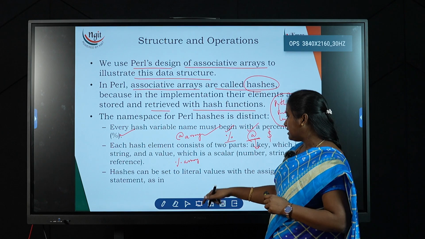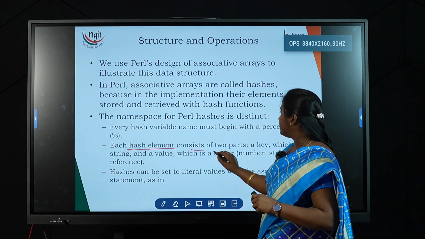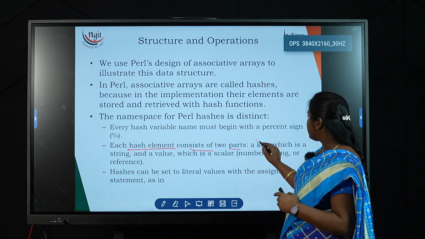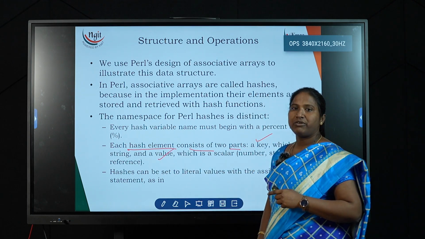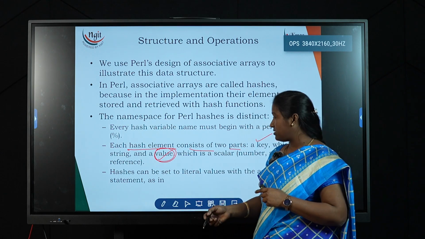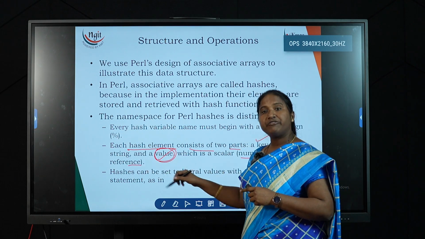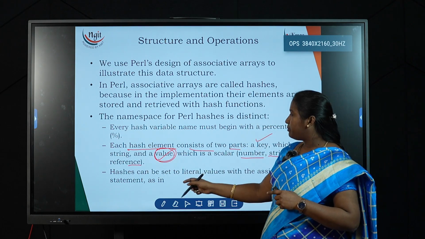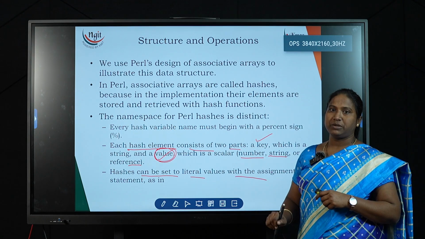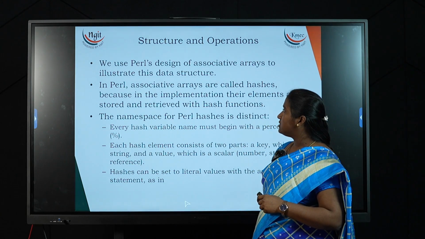Now, the second point is every hash element consists of two parts, as we discussed in the first slide: it will consist of a key and it will consist of a value. And this value that you are giving inside the data structure can be a number, it can be a string, or it can be a reference to a variable. And the third point, hashes can be set to literal values with assignment statements. Now I'll show you an example to understand in detail the Perl usage.